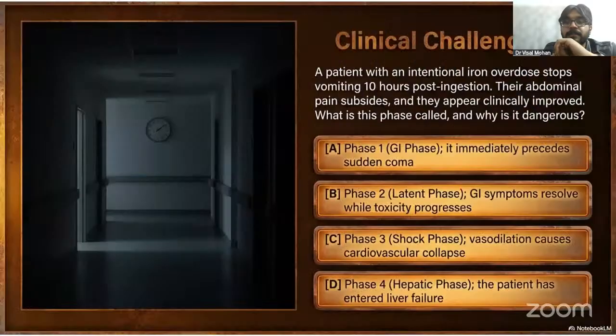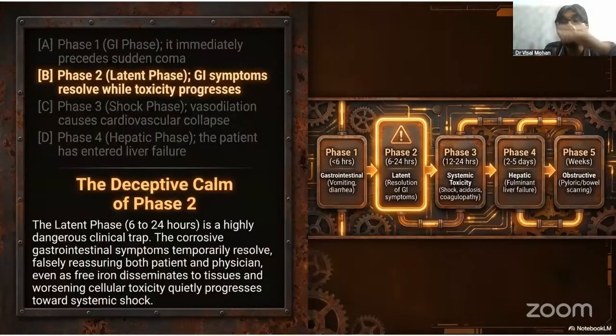Clinical challenge 7. Patient with intentional iron overdose stops vomiting 10 hours post-ingestion. Which phase is it and why is it dangerous? We discussed recently, so it's the latent phase. The GI symptoms resolved, but it's actually progressing into a systemic phase. Okay.